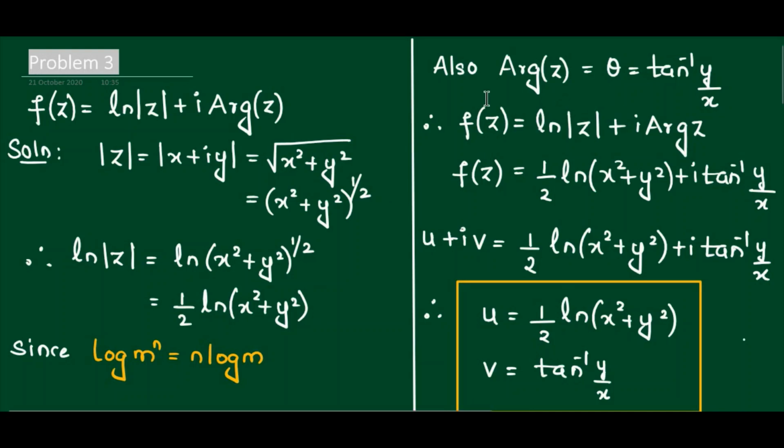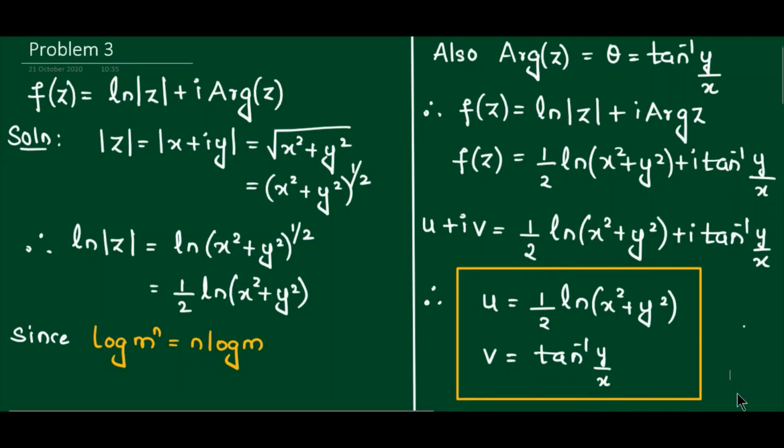Now similarly, argument of z is the angle of that complex number, that is theta, which is nothing but tan inverse of y by x. Once you have obtained log of mod z and argument of z, substitute in the given equation, and we have thus obtained f of z in terms of x and y. Now replace f of z as u plus iv, and then comparing the left hand side and right hand side, u is nothing but the real part 1 by 2 log of x square plus y square, and v is the imaginary part tan inverse of y by x.